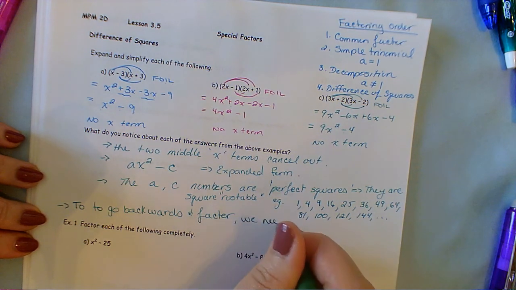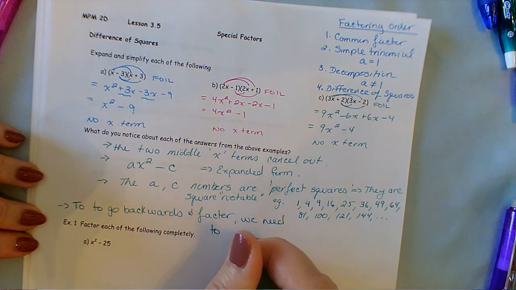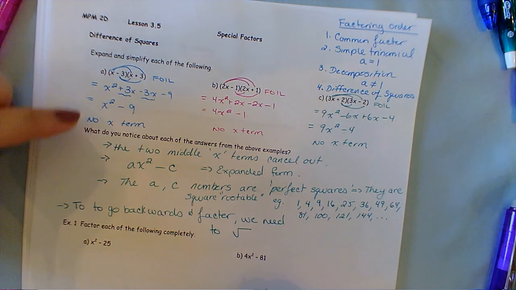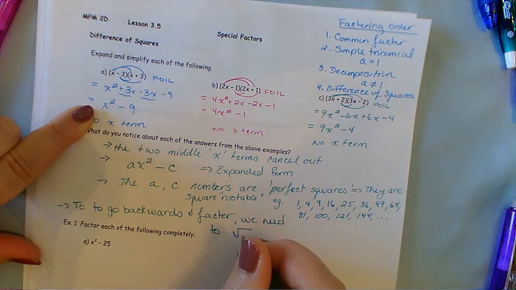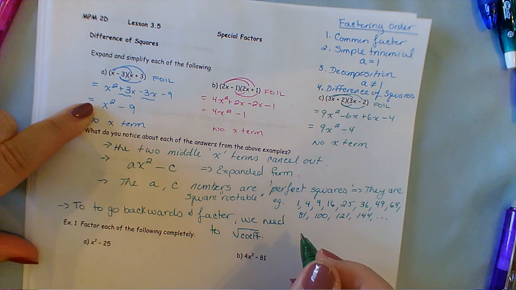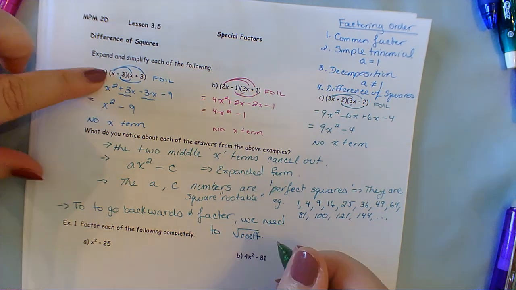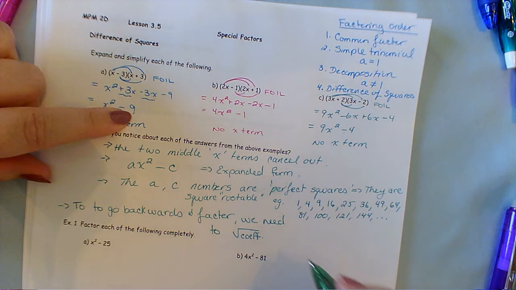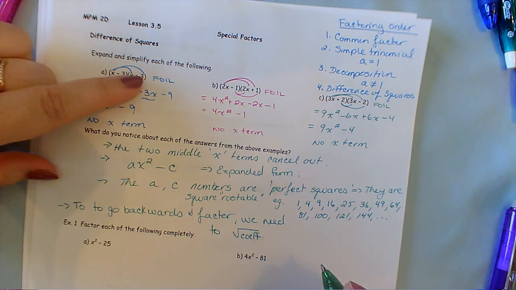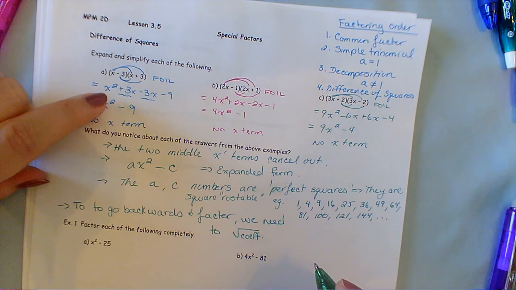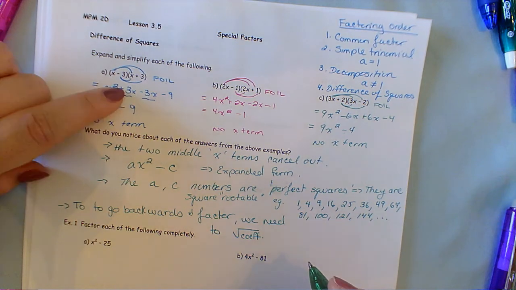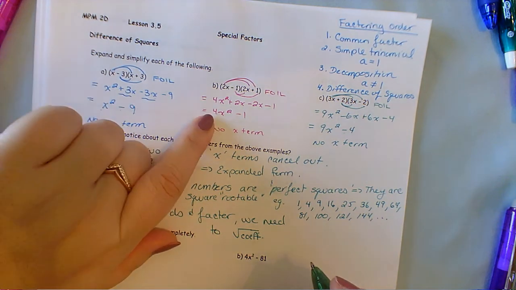we need to square root the coefficients, right? So the square root of 1 is 1. Place it in the front of each bracket. The square root of 9 is 3. Place it in the back of each bracket. One bracket gets a plus, one bracket gets a minus, and that's what causes the two middle guys to cancel out.